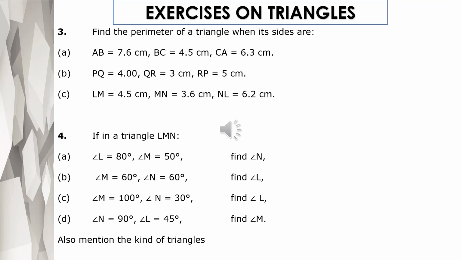Okay? And the fourth one is you have to find the missing angle. There are 3 angles in a triangle. You have the value for 2 angles. Find the missing angle and also don't forget to mention what kind of triangle it is. Okay? So let's begin.